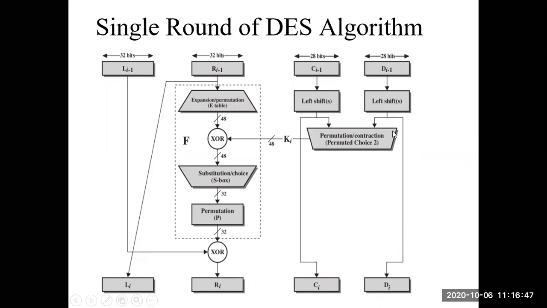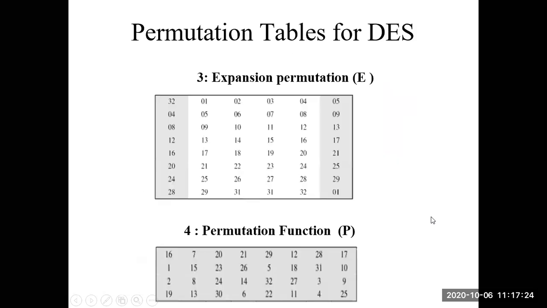After left shift, it is passed through permuted choice 2, or PC2, a contraction permutation, where we divide this 56 bits to 48 bits. So the output of PC2 will be a 48-bit key, which is given as the input to that particular round. For the next round, the value before this PC2, after left shift, is passed on as Ci and Di inputs to the next round, and this process continues. Okay, so this is how DES works.